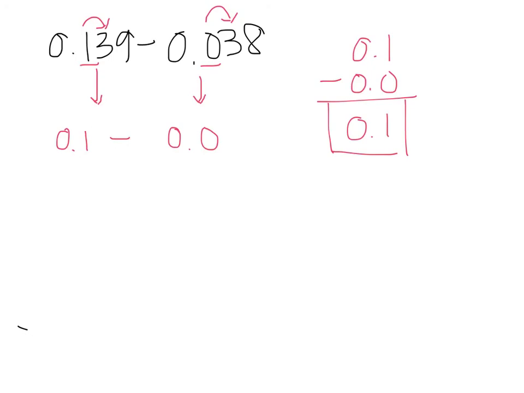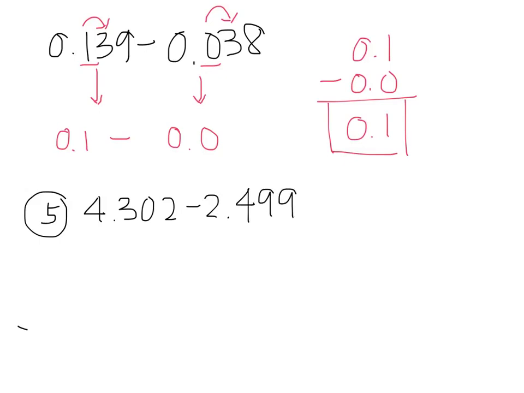Okay, so if you look at the top of page 257, number 5, they're asking us to find the estimate by rounding each number to the nearest whole number. So we have the problem here, 4.302 minus 2.499, correct?